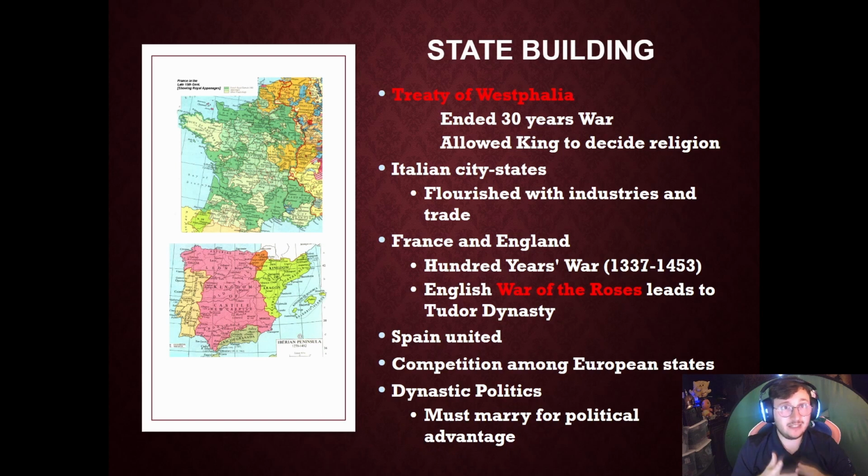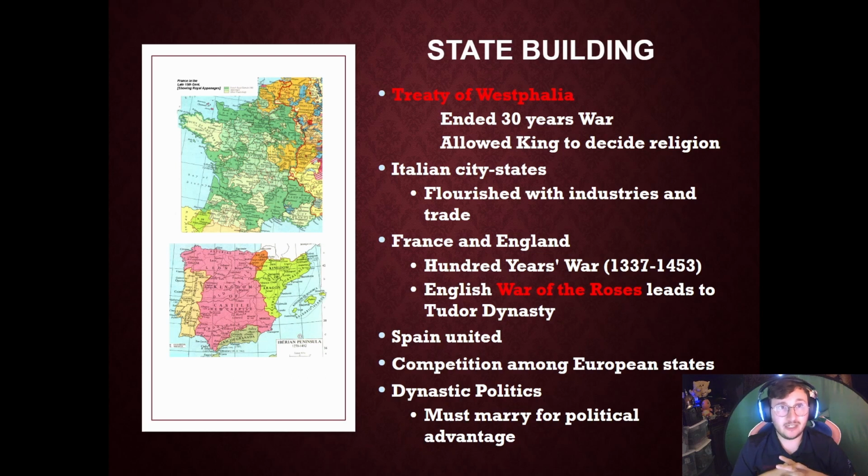At the same time, Italian city-states begin to flourish with industries and trade, really forming what will be known as Italy. France and England, of course, they're fighting in their 100 Years' War. But now really people are considering themselves French. People are considering themselves English. The English War of the Roses, which is a civil war to determine who would be next in line for the monarchy, leads to the Tudor dynasty. At the same time, Spain will become united and become a true Spain.